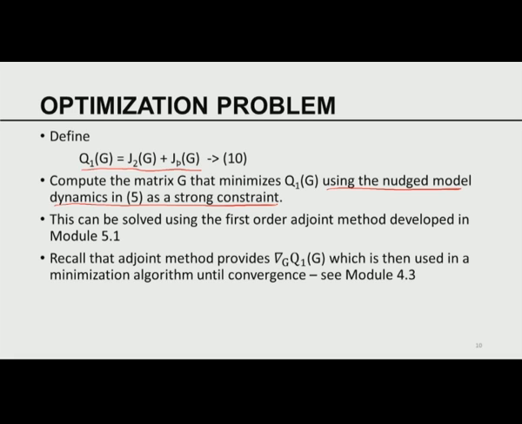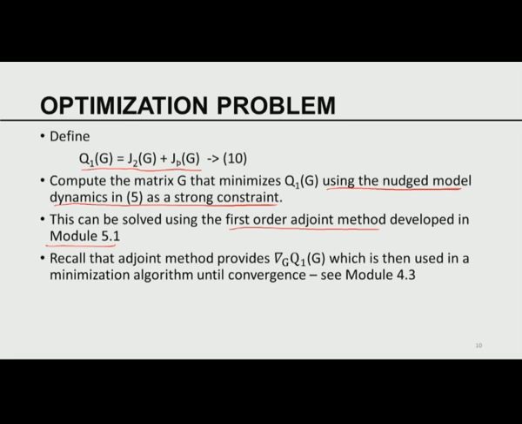So what is that we can do? We can essentially develop the first order adjoint method that was developed in 5.1. So we can use the first order adjoint method of module 5.1 to be able to decide on the optimal G.